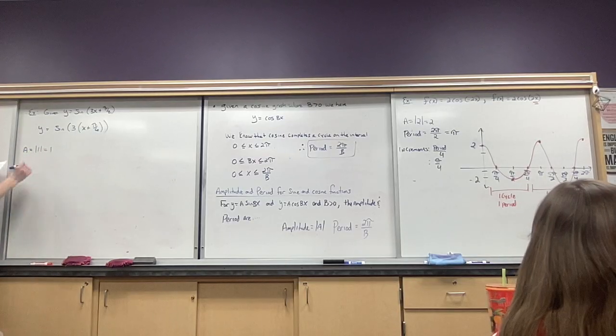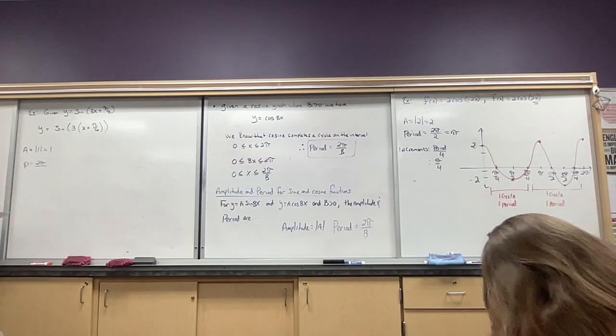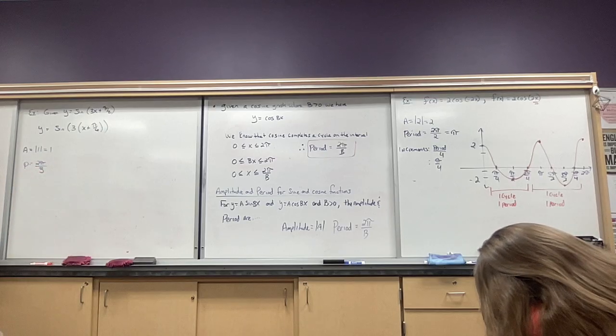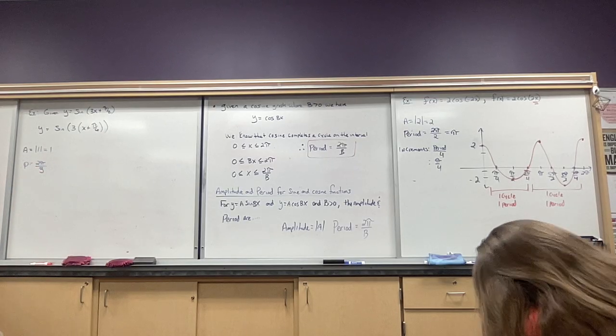We do know that. Okay, our period, we take 2 pi and divide it by our b value. My b value is 3. So 2 pi over 3, that's where it completes its full cycle in that range.